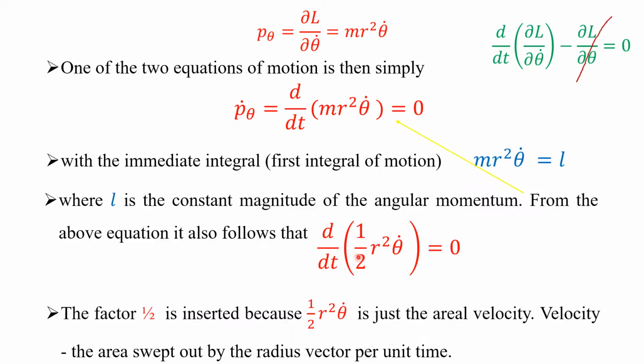Here, I have introduced a half, which is just a scaling factor, because r squared theta dot is just the areal velocity. That is the area swept out by the radius vector per unit time. This is the radius vector.